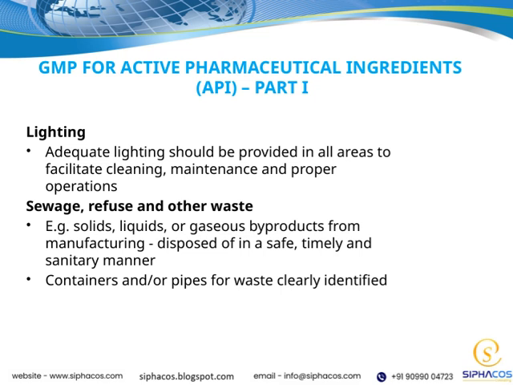Now, moving on to waste management. This includes sewage, refuse, and other byproducts from manufacturing processes. These can be solids, liquids, or even gaseous substances. It's vital that we dispose of these wastes in a safe, timely, and sanitary manner to prevent contamination and ensure compliance with safety standards. To facilitate this, containers and pipes used for waste should be clearly identified. Clear labeling helps everyone understand what each container or pipe is for, reducing the risk of mix-ups and ensuring proper handling. This is a key part of good manufacturing practices, especially when it comes to active pharmaceutical ingredients.